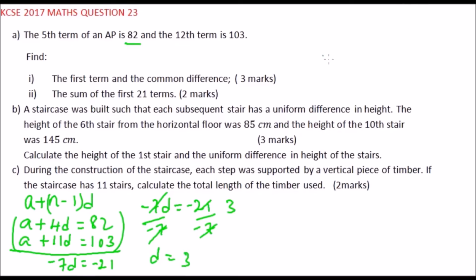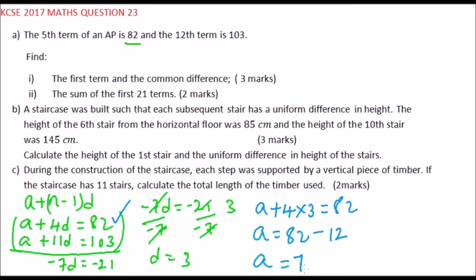Having obtained our D, then we substitute D in this equation to be able to get A. So A plus 4 multiplied by 3 is equal to 82. Now A is equal to 82. 4 times 3 is 12. Cross to the other side becomes minus, so it's minus 12. A is equal to 70. So our first term, A, is equal to 70, and our common difference, D, is equal to 3. So that's how you work it out. You earn yourself 3 marks.